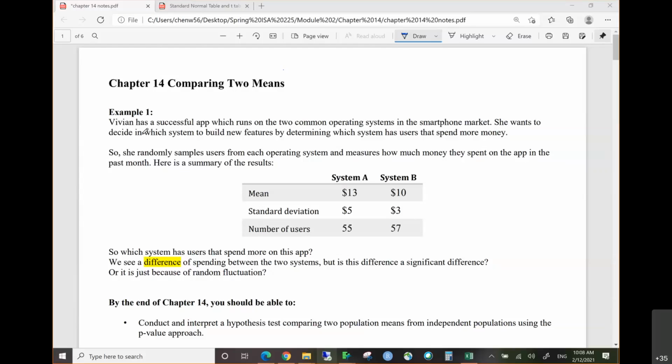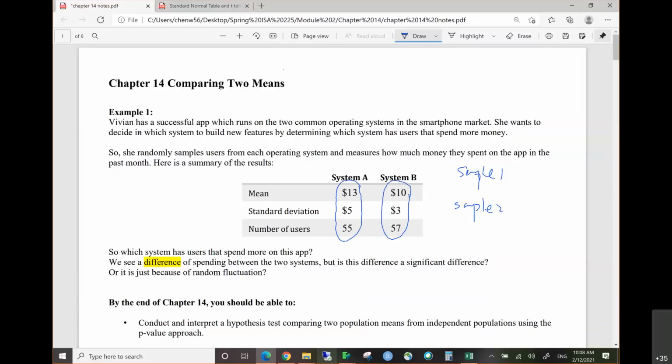Then I should have two samples, which we call sample A and sample B. One sample from the users who use system A, one sample from the users using system B. So now I have sample 1 and I have sample 2.